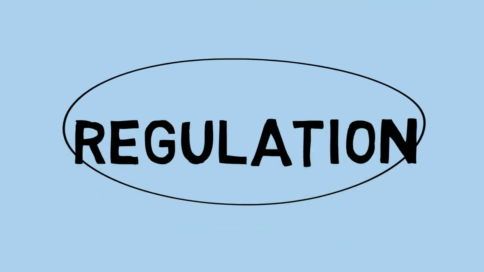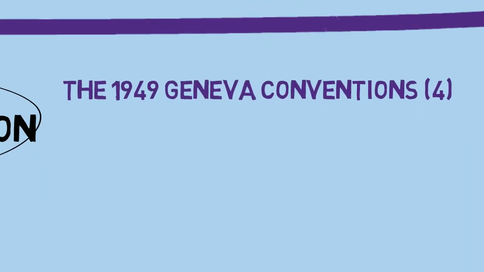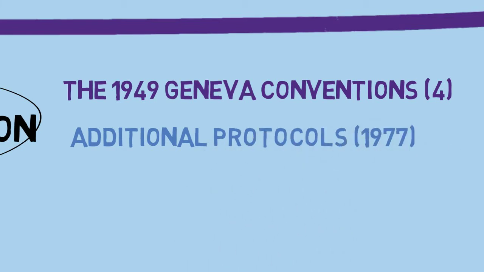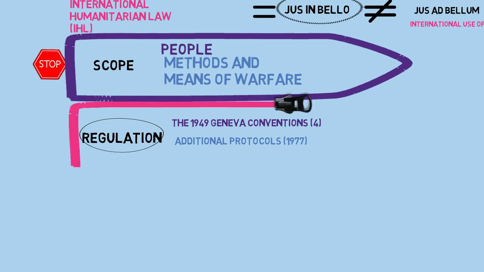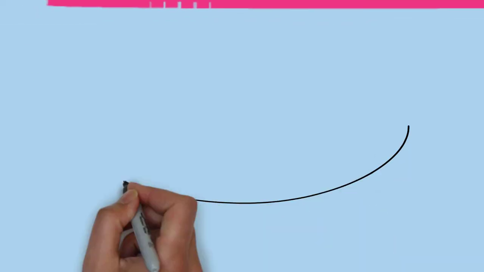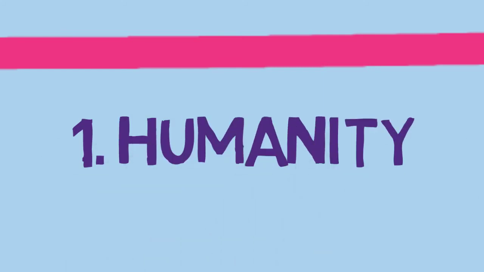Then let's move on to the regulation, that are the 1949 Geneva Conventions, the 4th Geneva Convention, and then the additional protocols. The Hague conventions were derogated or refunded in these Geneva Conventions. Then, speaking about the principles, these principles can be extracted from the regulation that we have mentioned before.